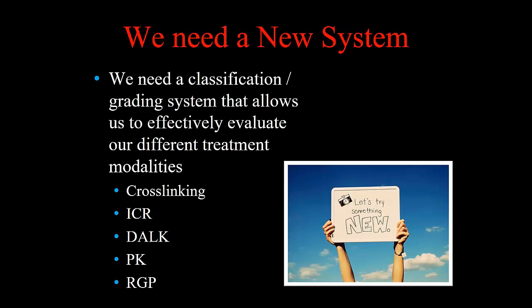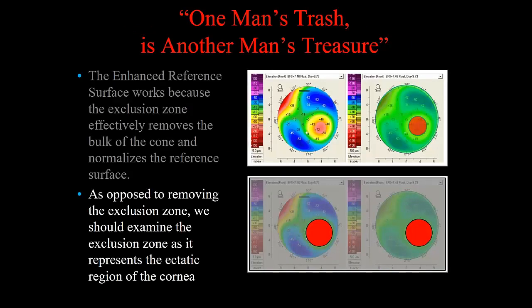We need a system that allows us to effectively evaluate our different treatments, be it cross-linking, rings, DALK, PK, rigid contact lenses. But again, an example would be, if you have someone with a normal anterior surface but a prominent posterior ectasia, they can have excellent vision. That's not an appropriate candidate for rings if they have good vision and a normal anterior surface. We need systems that allow us to describe each anatomical layer.